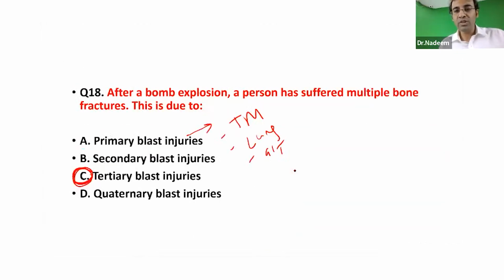After a bomb explosion, a person has suffered multiple bone fractures. That will be skeletal injury. That is because of the tertiary blast injury, no? Tertiary blast injury. Fine.